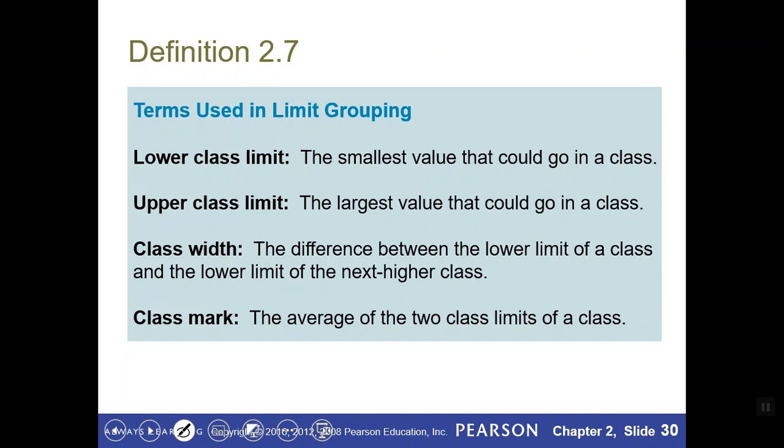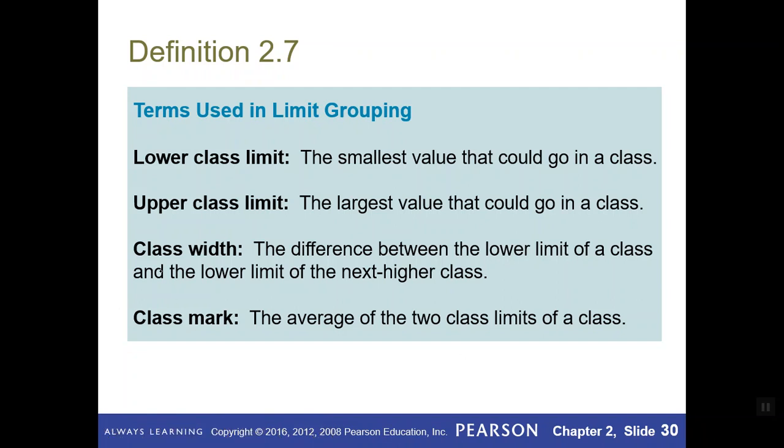Lower class limit means the smallest value that could go in a class. The lowest value of the particular class we call the lower class limit. Upper class limit means the largest value that could go into a class. The largest value of that particular class we call the upper class limit.